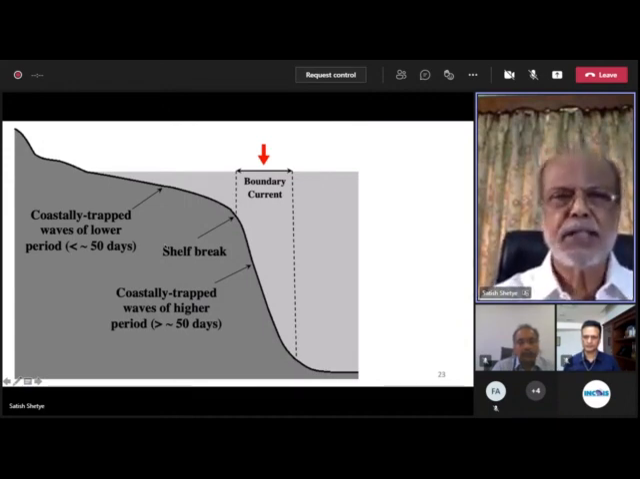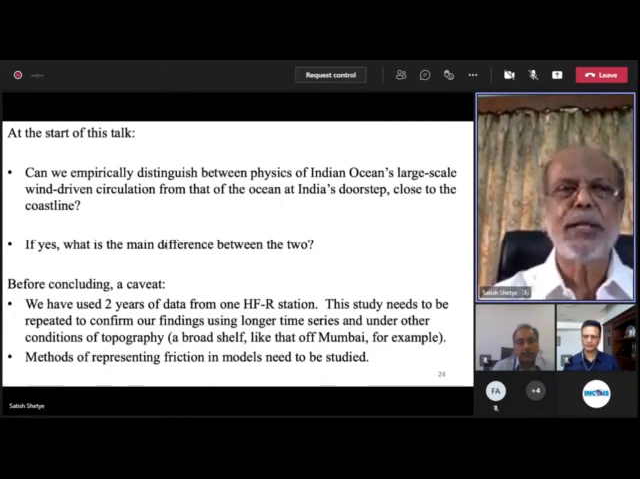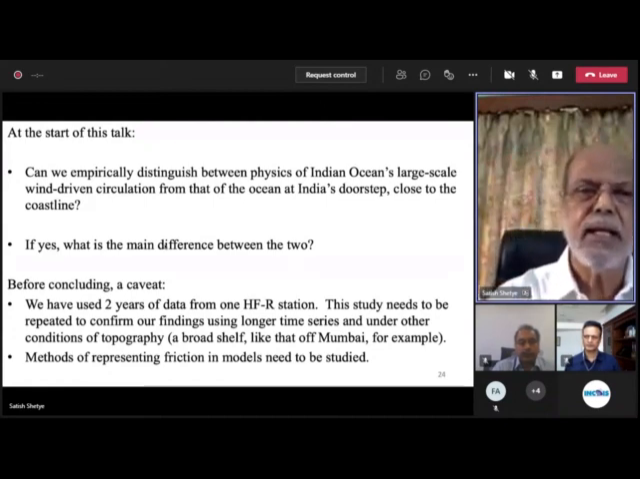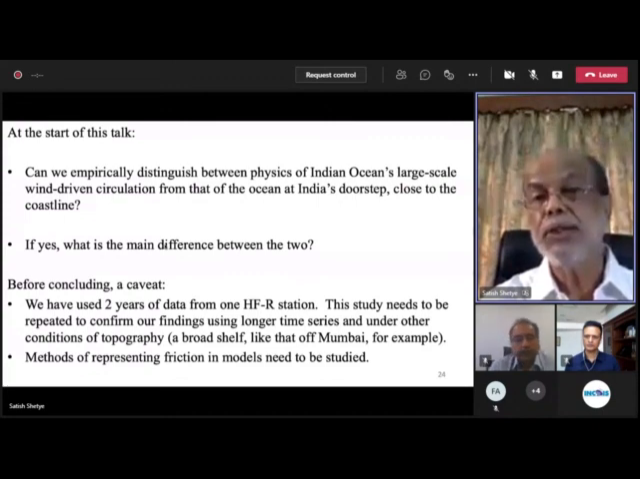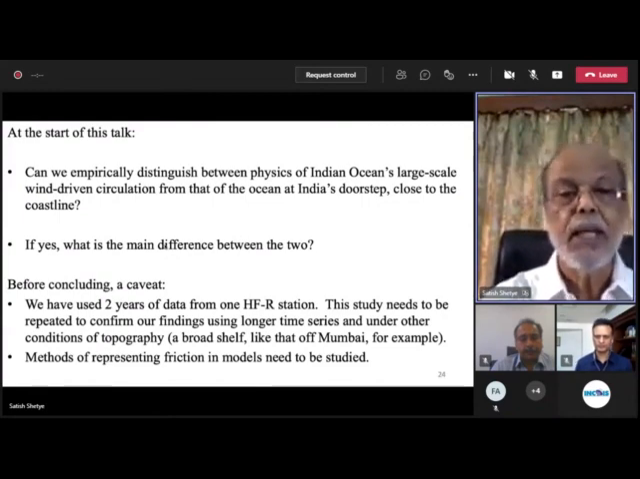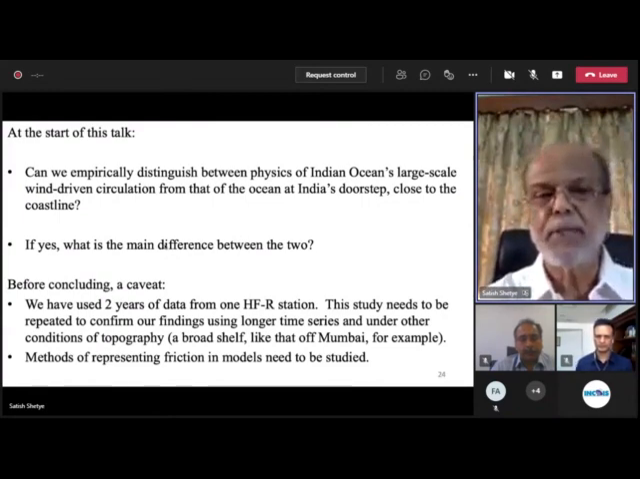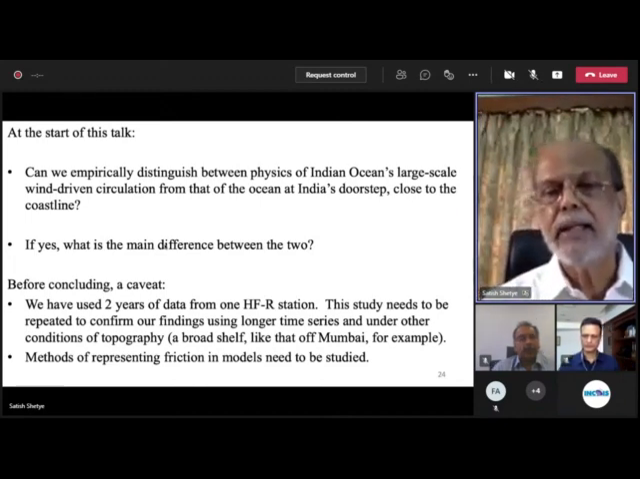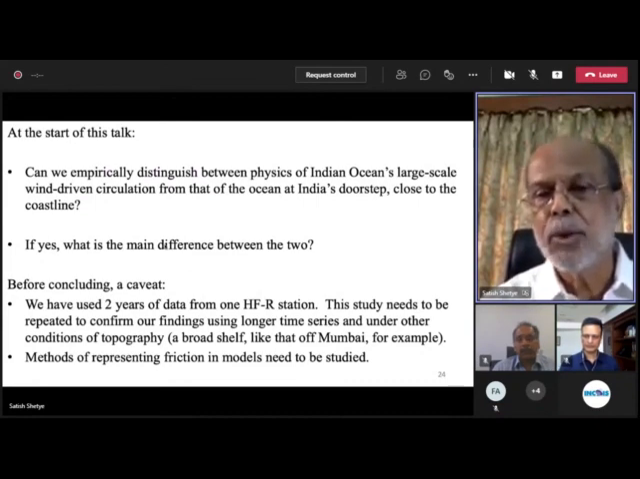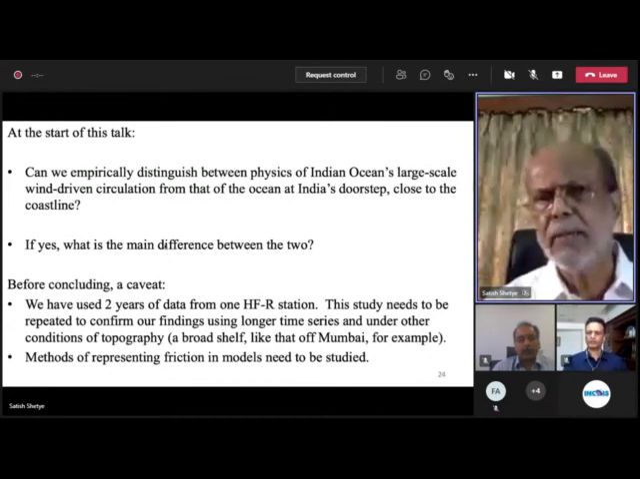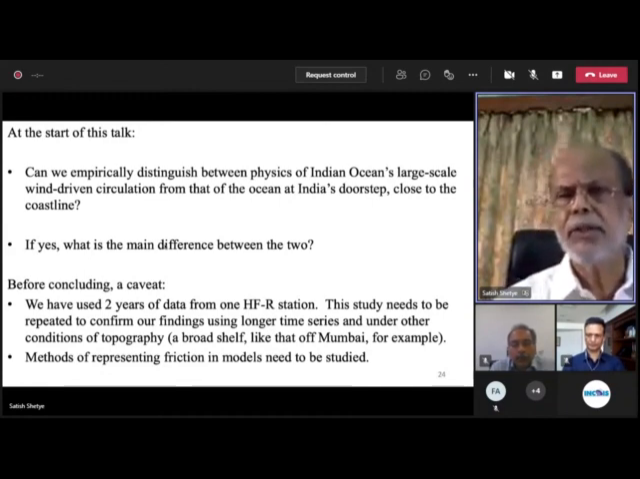So at the start of this talk, I posed two questions. Can we empirically distinguish between the physics of the Indian Ocean's large-scale wind-driven circulation and the Indian Ocean's circulation on the shelf, which is next to it, at its doorstep? And if yes, what is the main difference between the two? I think we have answered this question. The main difference is the data. I think our results need to be scrutinized using longer time series, using other data. I think India has about five or maybe six installations.